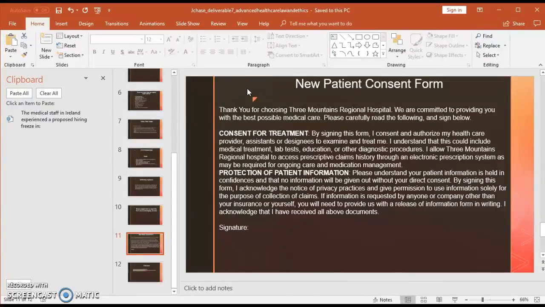Protection of patient information. Please understand your patient information is held in confidence and that there is no information that will be given out without your direct consent. By signing this form, I acknowledge the notice of privacy practices and give permission to use information solely for the purpose of collection of claims. If information is requested by anyone or any company other than your insurance or yourself, you will need to provide us with the release of information in writing. I acknowledge that I have received all of these documents.